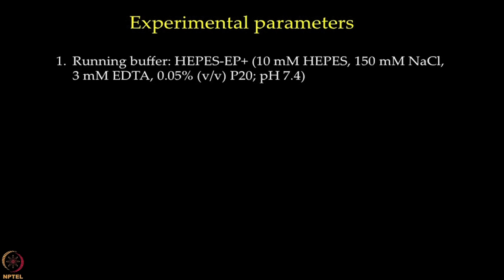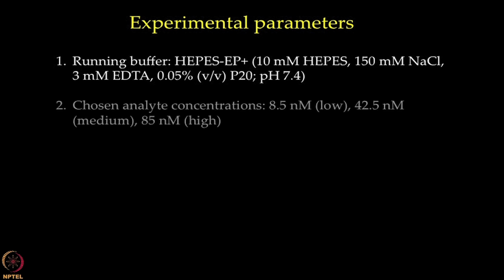In today's binding experimental setup, we will be using HBS-EP+ as the running buffer. We will be preparing 3 different concentrations of beta 2 microglobulin protein, which are 8.5 nanomolar, 42.5 nanomolar and 85 nanomolar, for evaluating its binding with the antibody having 8.5 nanomolar concentration, in duplicate. These 3 concentrations will be referred to as low, medium and high.